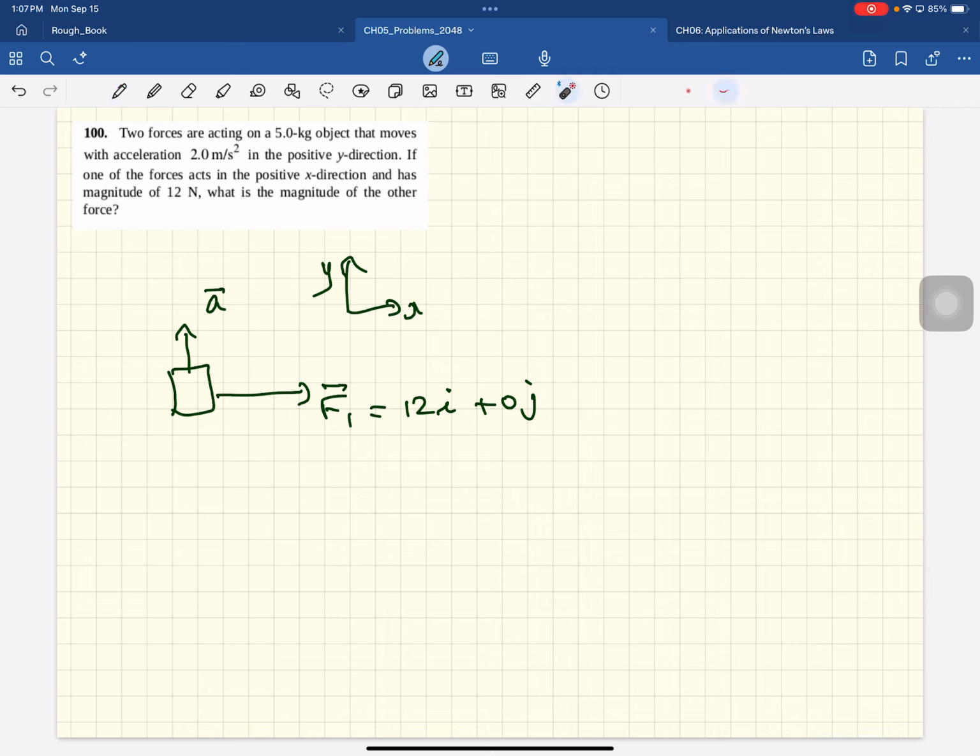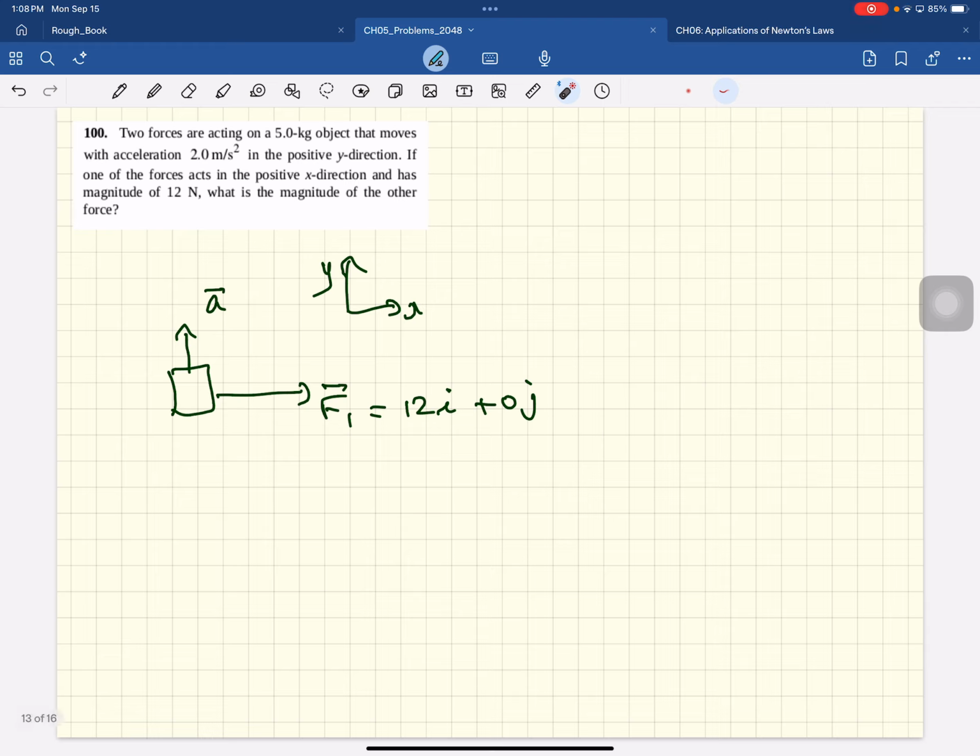Okay, so they tell you the net acceleration is in that direction. So what direction must the other force act? So the other force must act in that direction. The x component of that force must cancel this force because you can't have an acceleration in the x direction, and the y component is giving you this acceleration. Okay? Did you guys understand that?